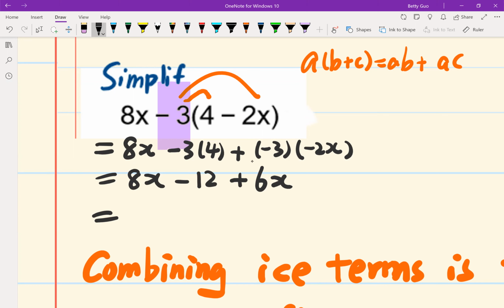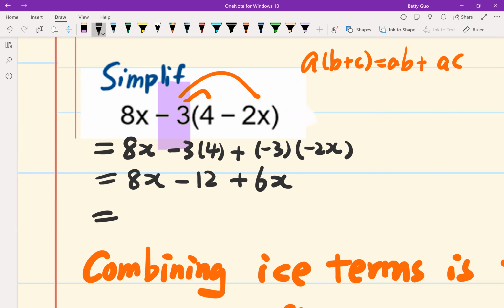Now, how many terms do we have in the expression? Terms can be seen as the parts separated by addition or subtraction. How many terms do you see? Yeah, 3 terms. Term 1 is 8x, right? Term 2 is a single number, negative 12. Term 3 is 6x, right? Among the 3 terms, do you see any like terms?